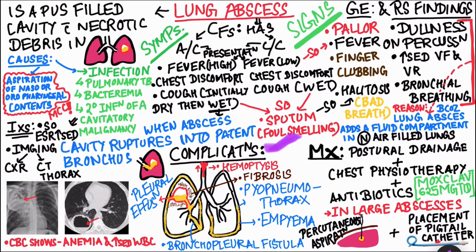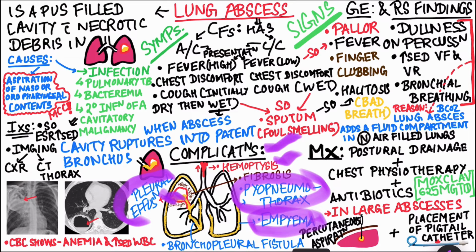Now coming to the complications of lung abscess, it includes hemoptysis, which leads to anemia leading to pallor. Then we have pleural effusion. This occurs when the lung abscess ruptures into the pleural cavity. As you can see here, the lung abscess is rupturing into the pleural cavity. Then we have pyopneumothorax, that is presence of pus and air both within the pleural cavity. Then we have empyema, that is presence of pus in the pleural cavity.